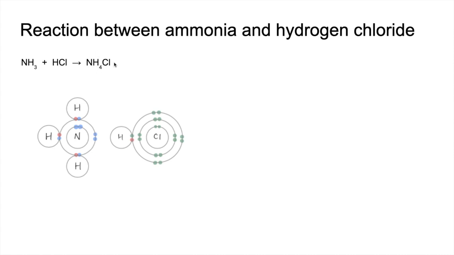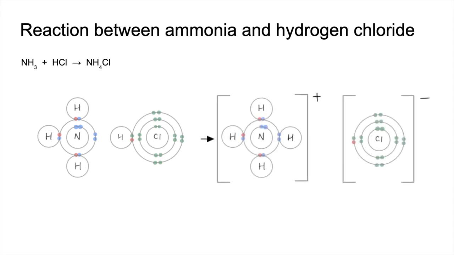What's going to happen is the hydrogen chloride is going to donate hydrogen, but it's going to donate it as a proton, or an H plus ion. So it's going to leave that electron behind, and the H plus ion is going to bond with the lone pair on the nitrogen of the ammonia molecule. So the upshot of that looks like that. So we've got an ammonium ion formed.